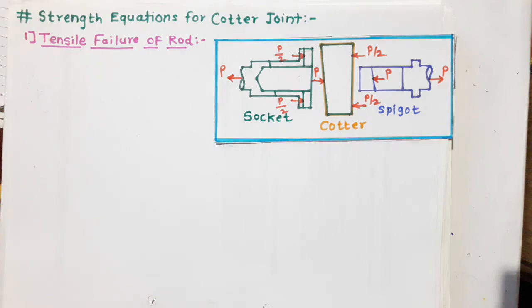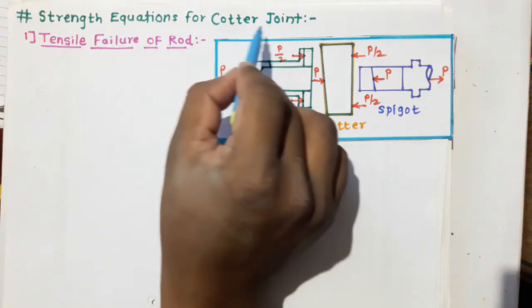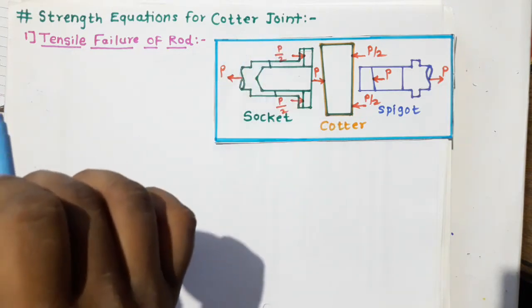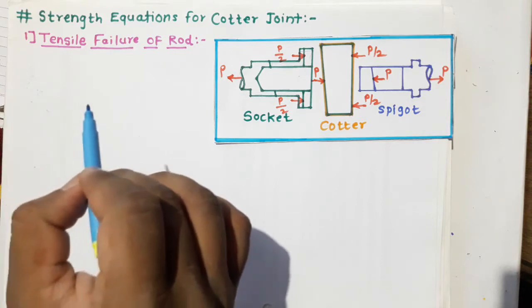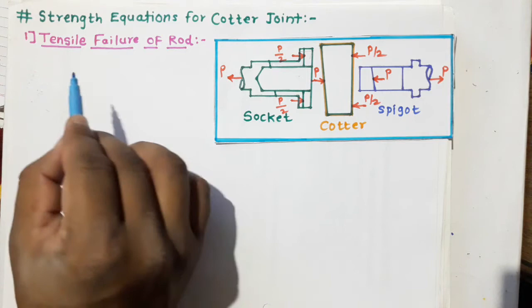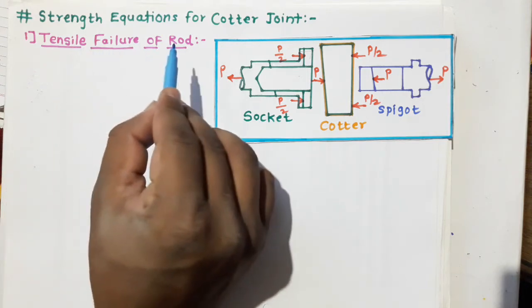In this video, I'm going to talk about the strength equations or stress equations for cotter joint. Now, in this article, we are going to consider the failure of different parts of cotter joint in different stresses. Okay, so first of all, we will consider the tensile failure of rod.